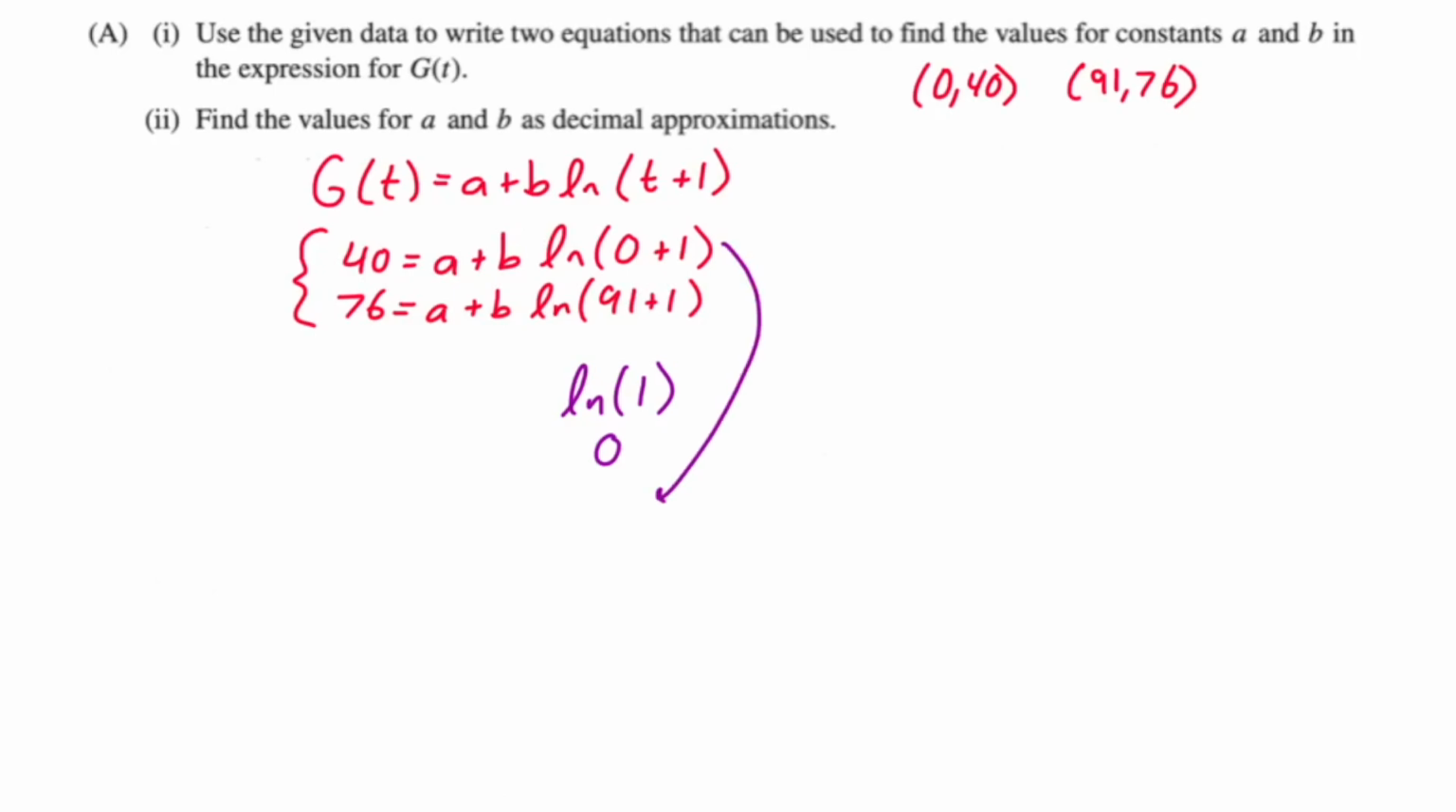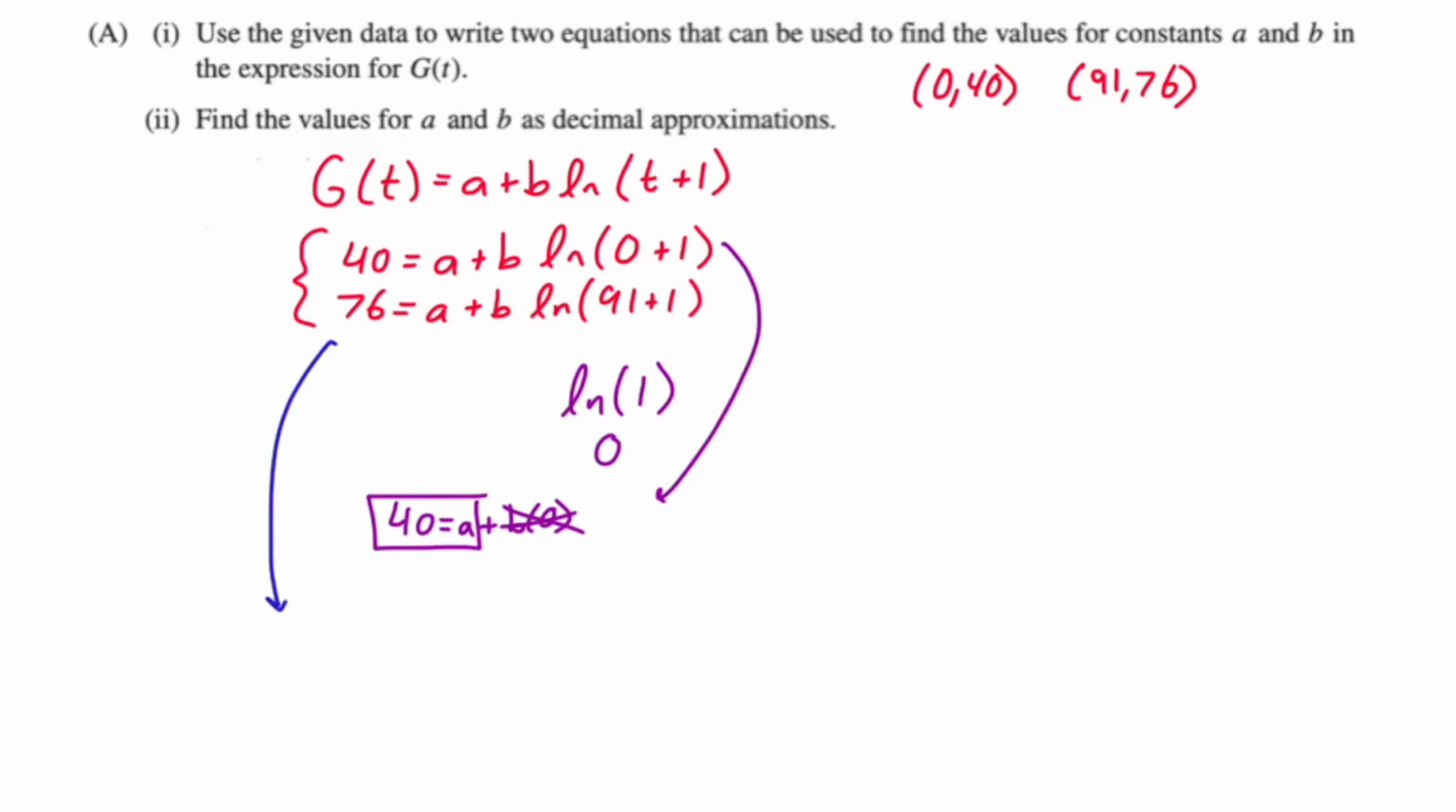So that first equation really says 40 equals a plus b times 0. And b times 0 is 0. So right away, without doing much work, I can see a equals 40. Maybe we can do something similar to that in the second equation. So here we have natural log of 91 plus 1. That's not going to be so easy to calculate. But now I also know what a is, so I could plug that in.